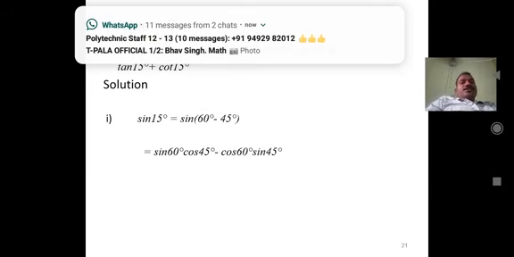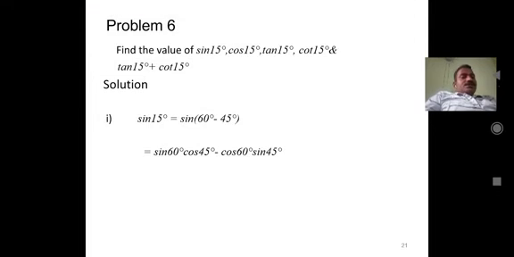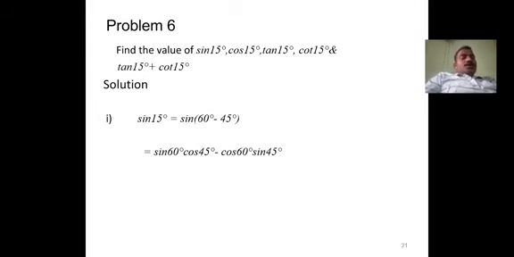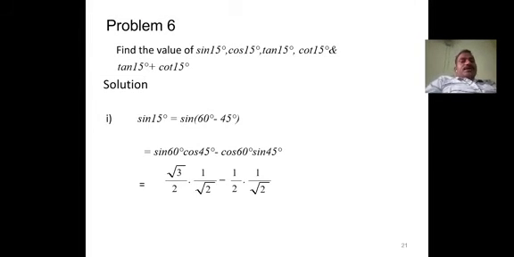With the help of that, sin 60 value is root 3 by 2, cos 45 is 1 by root 2, minus cos 60 is 1 by 2, sin 45 is 1 by root 2. So after replacing their corresponding values, root 3 by 2 into 1 by root 2 minus 1 by 2 into 1 by root 2. After simplification, root 3 minus 1 by 2 root 2 is the value of sin 15.